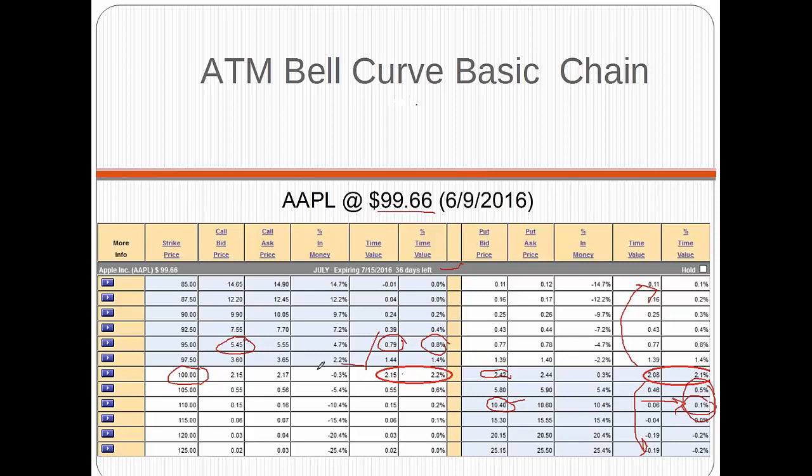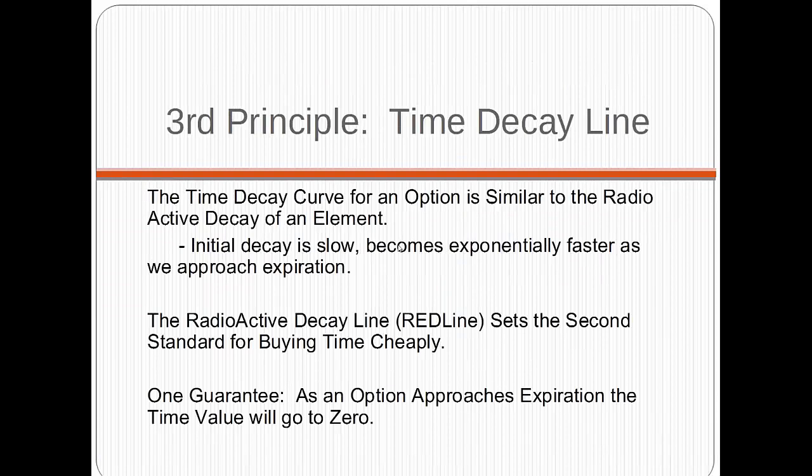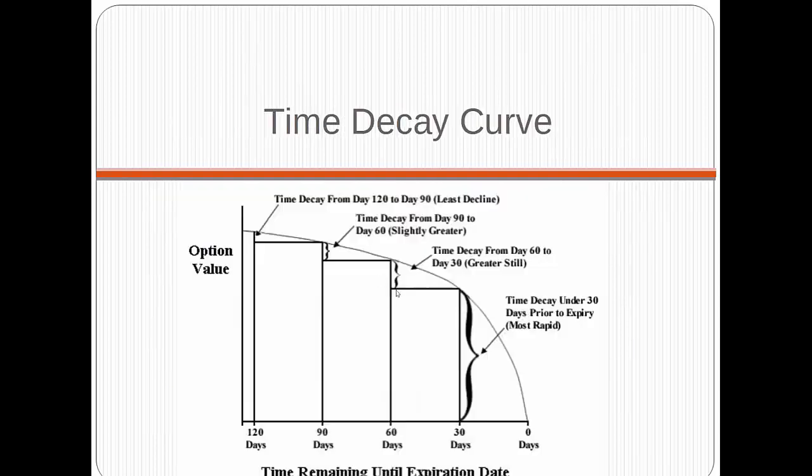So when we're selling, we want to be in this range, and when we're buying, we probably want to be down here, in this range, for the lower time value cost, to control the time value and be able to manipulate it better. All right, and of course, now the third core principle is the time decay line. Initial decay is slow, but becomes exponentially faster. We have one guarantee in trading, in any strategy: as an option approaches expiration, the time value goes to 0.